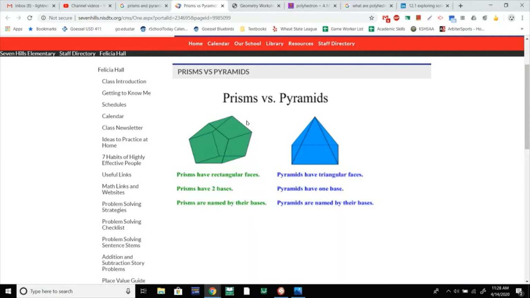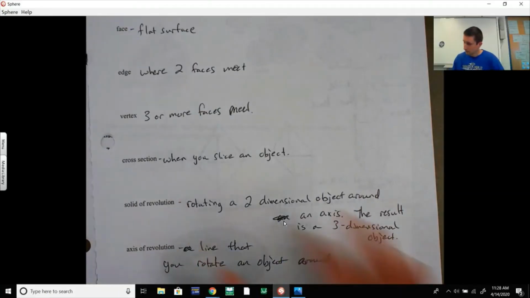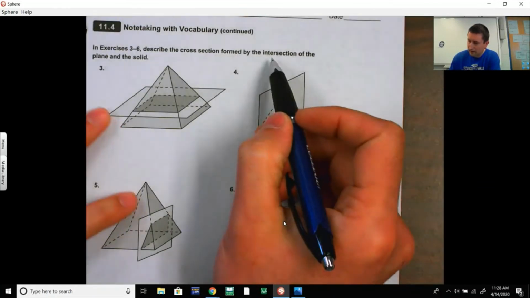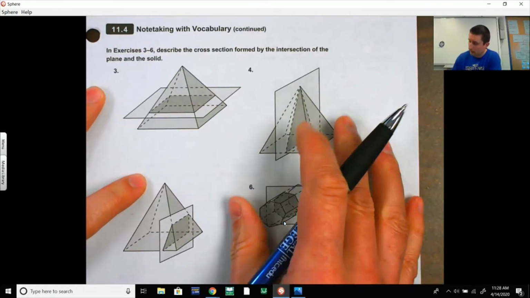A little breakdown of prisms and pyramids again. Prisms have the 2 bases, pyramids have 1. Prisms will have rectangular faces. Going around it, they have rectangular faces. Pyramids have triangular faces. They're all named by your bases.